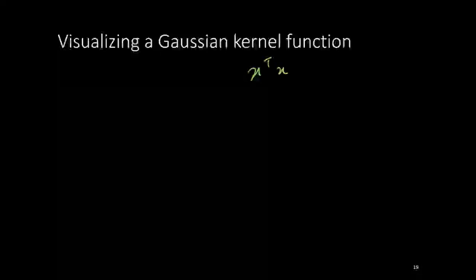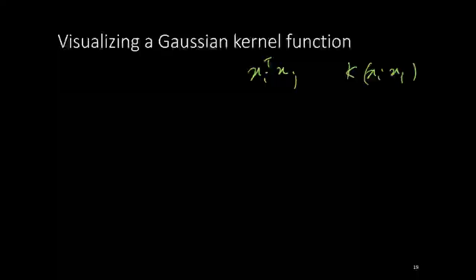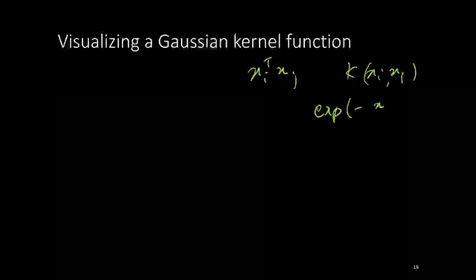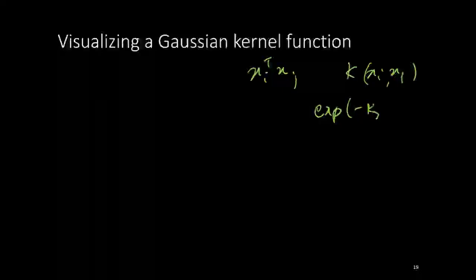Now let's see how we can replace x_i transpose x_j with k(x_i, x_j), right? So let's say we have a Gaussian kernel. How does that change the boundary? So what is k(x_i, x_j)? Basically for the Gaussian kernel, it is going to be exp of minus some constant kappa times the norm of x_i minus x_j.